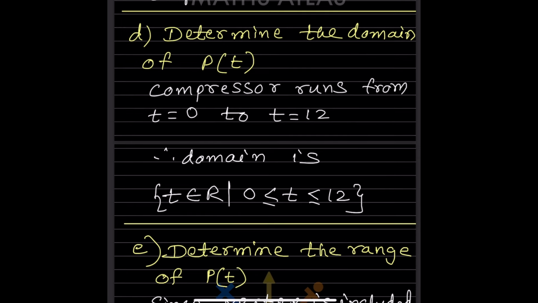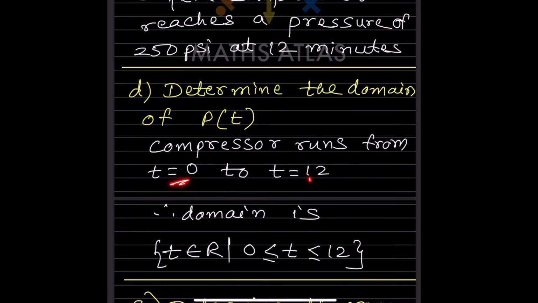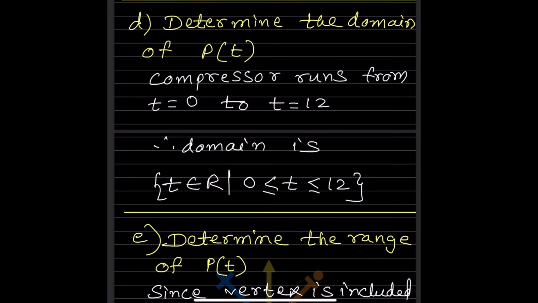Now in the same problem they said to determine the domain of P of t. The compressor runs from t equals 0 to t equals 12. So the domain will be: t belongs to, t is greater than or equal to 0 and less than or equal to 12, because it is from 0 to 12. Hope you got this one about the domain.